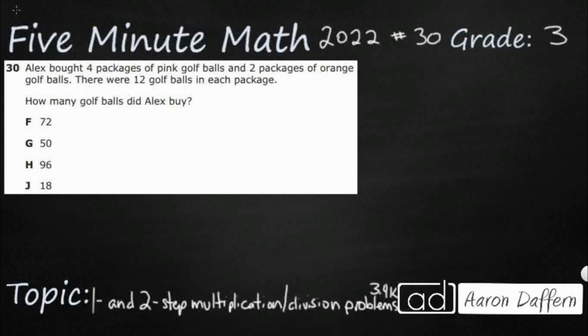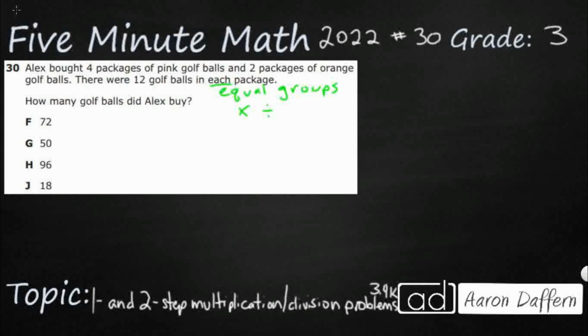So, Alex is buying 4 packages of pink golf balls, 2 packages of orange golf balls, 12 golf balls in each package. Alright, so this each right here lets us know that we are dealing with equal groups. When you have the same number in each group, these equal groups are going to let us know that we are going to either multiply or divide. That's kind of a clue that we're probably dealing with one of those two operations, sometimes both. So let's see, 4 packages of pink and 2 packages of orange.